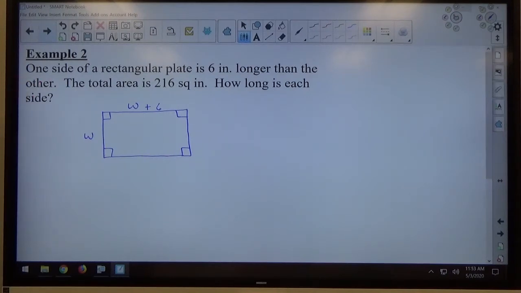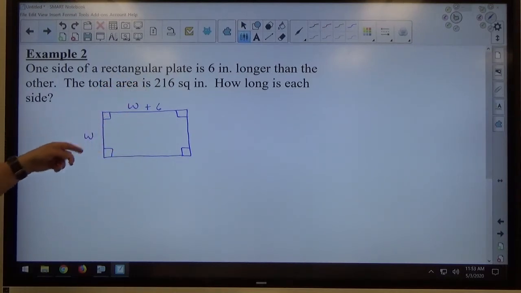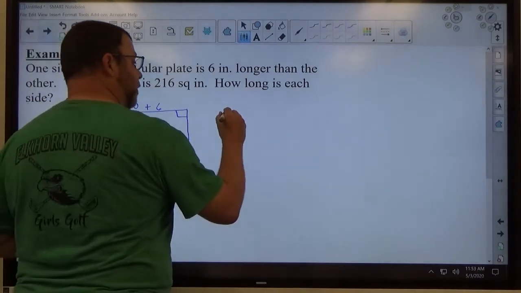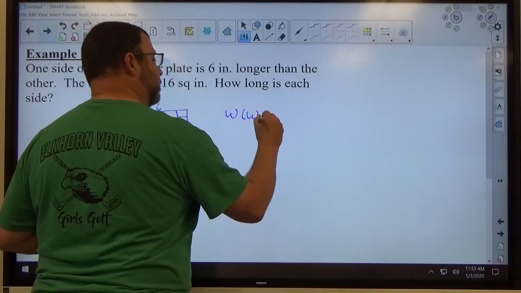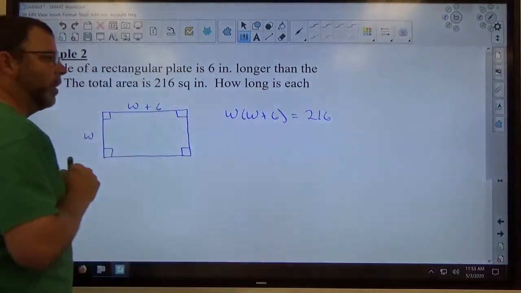The total area is 216 square inches. So very much like the last problem, they tell us the area of this rectangle. We've been able to use the same letter to represent the dimensions based on the relationship between the sides. Area of a rectangle is length times width, so W times W plus 6 in this case. That should equal the actual area, which is 216.